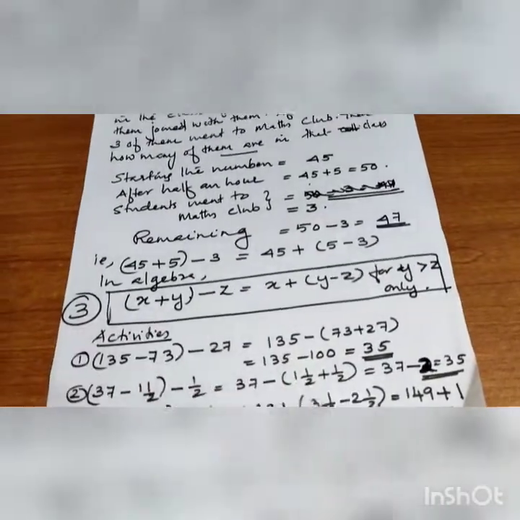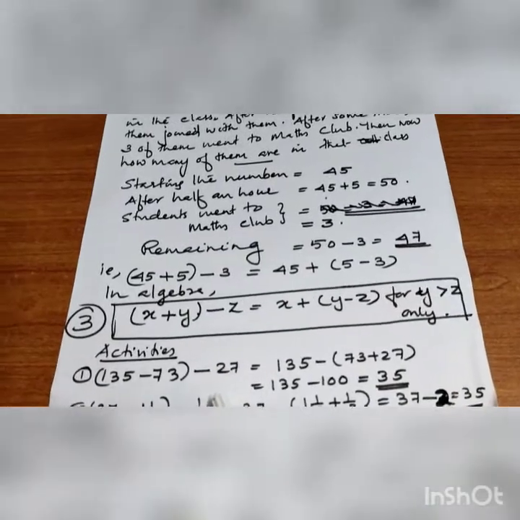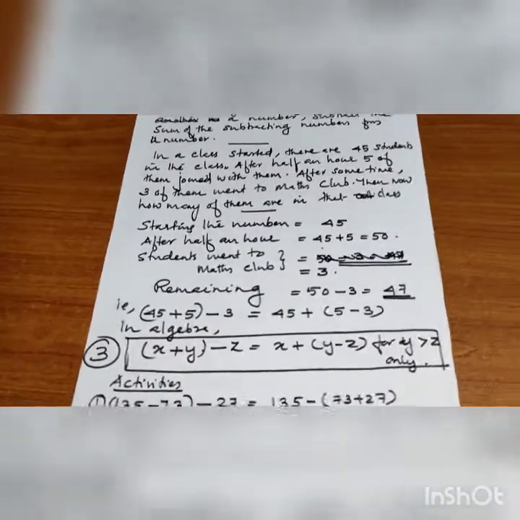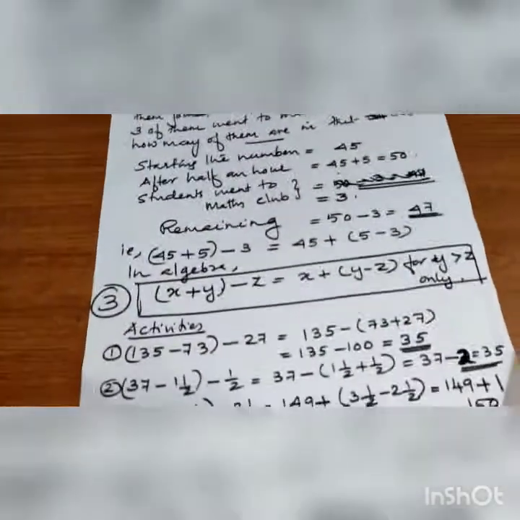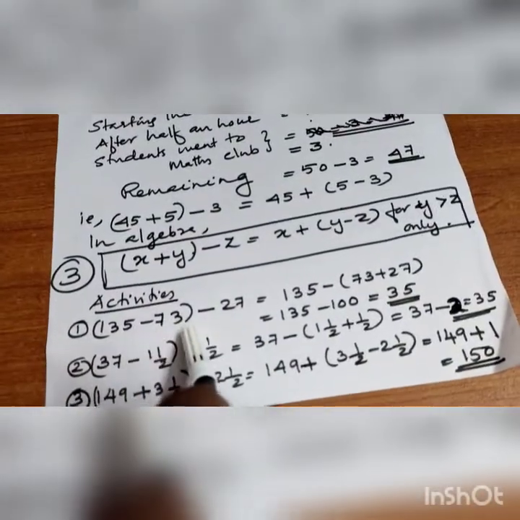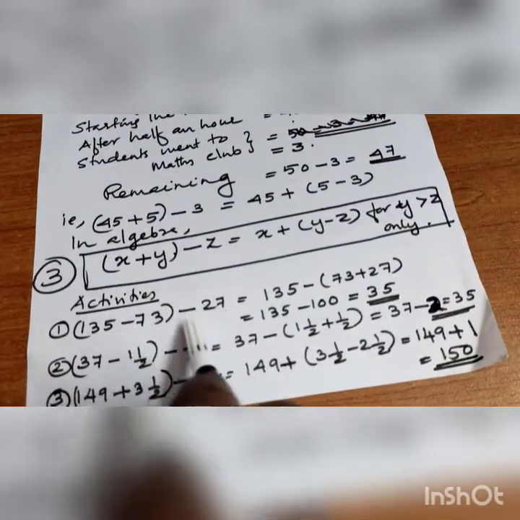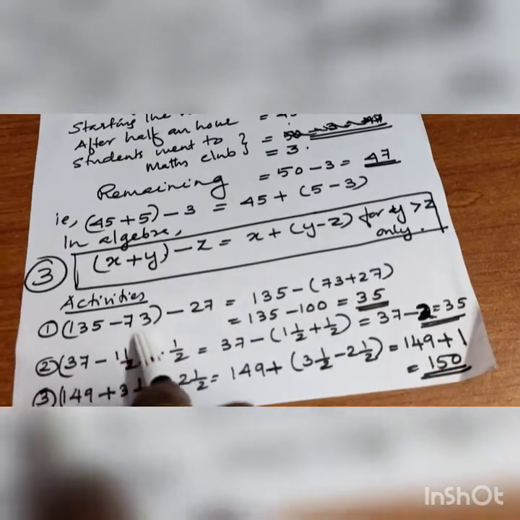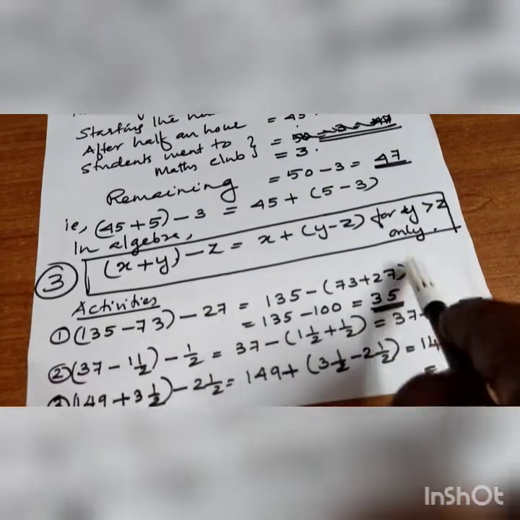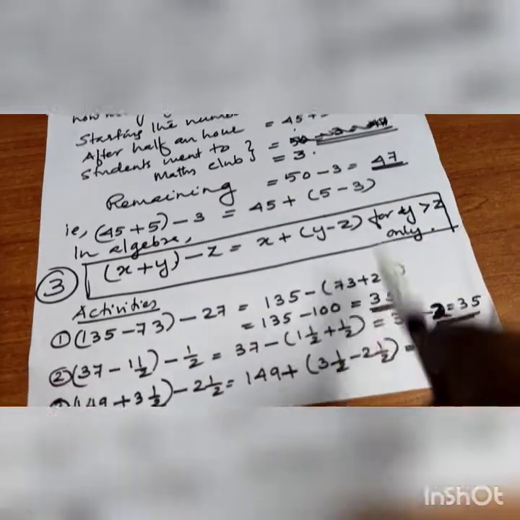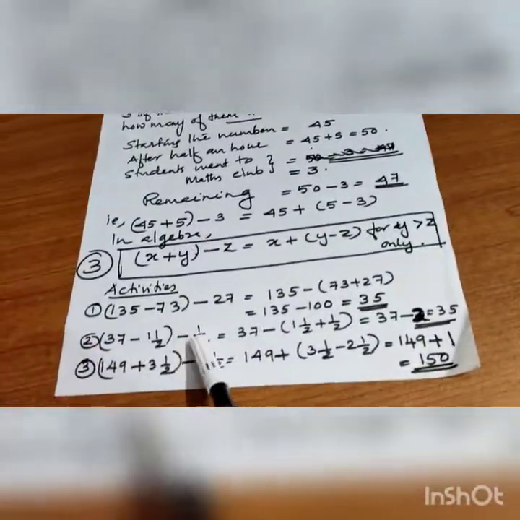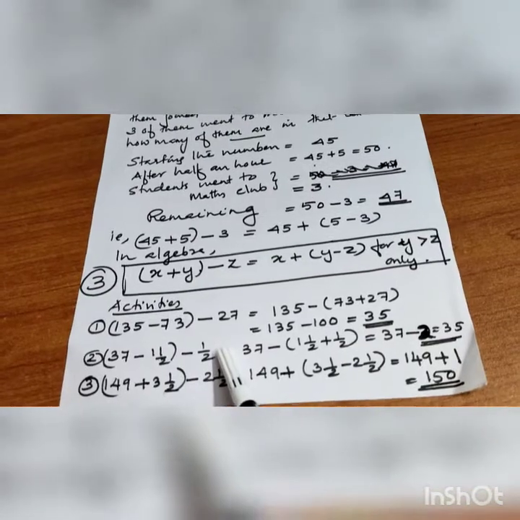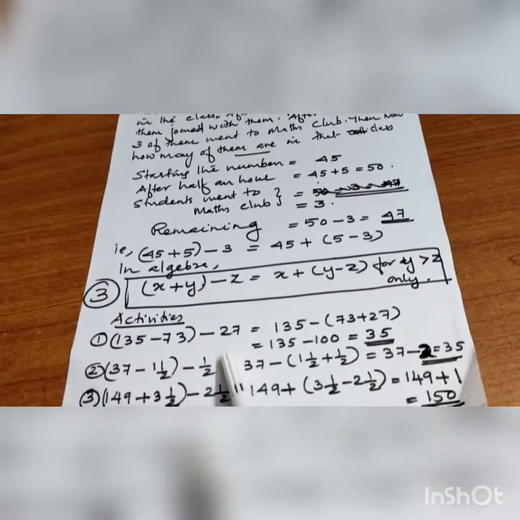Therefore, activities on page number 42. Suppose it is 42. On 35 minus 73 minus 27. Subtract one by one. Instead of that, subtract their sum. 73 plus 27, 100. 35 minus 100, 35. Easy math. Then 37 minus 1 and a half minus half. 37 minus 1 and a half plus half, 2.